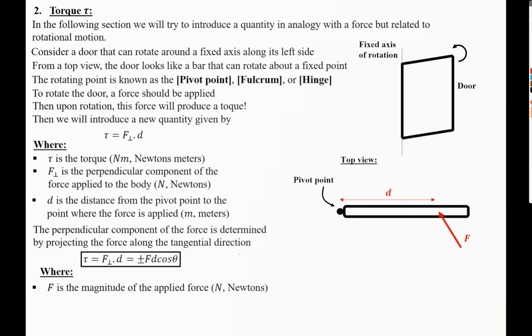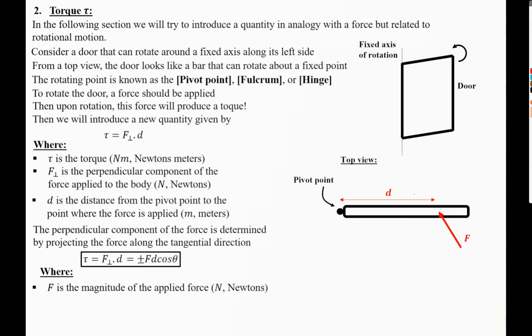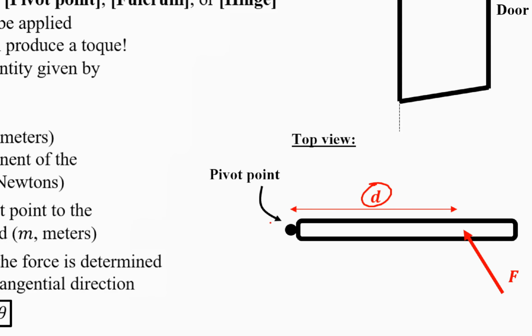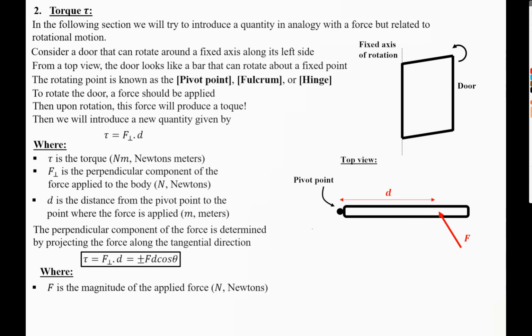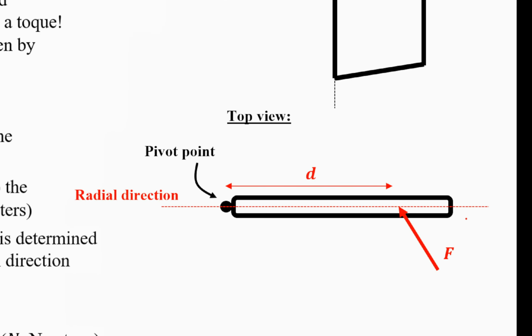where F is the magnitude of the applied force. So now we know what F is. F should be given in the exercise itself. D is the distance from the pivot point to the point where the force is applied. Okay. Now theta is the angle between the force and the tangential direction of rotation, and let me specify the tangential direction. Now the radial direction is the direction or the line that passes through the center of rotation. So now we know that this point is the center of rotation.